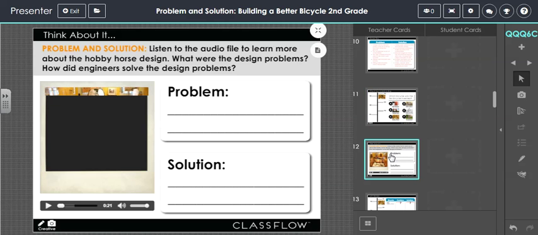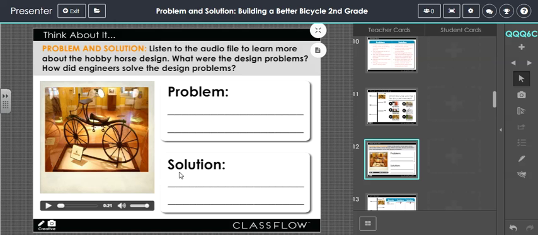The next card has an audio file for that particular bicycle that was just displayed on the timeline, so they can listen to this to get some more information, and then they're going to identify a design problem with this bicycle and identify how the engineers solved the problem.